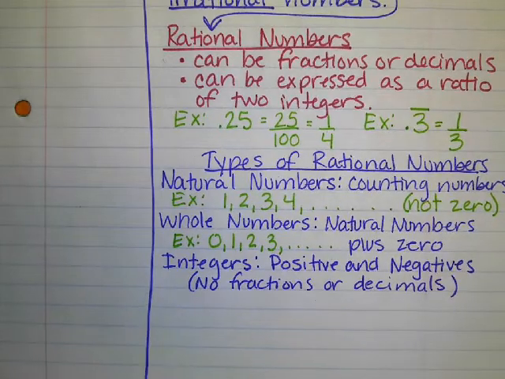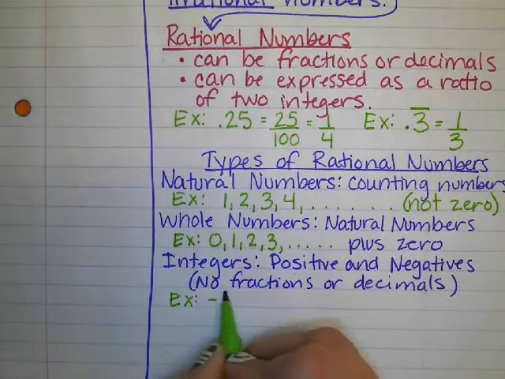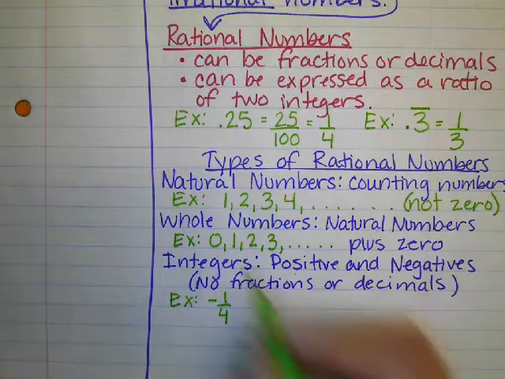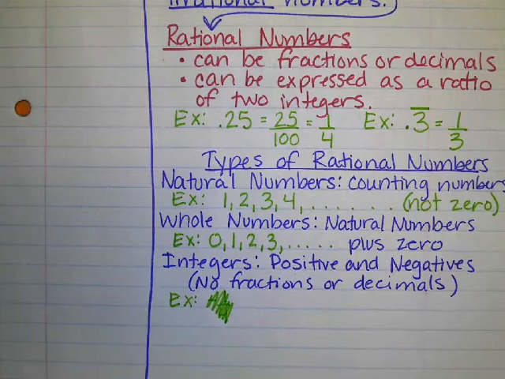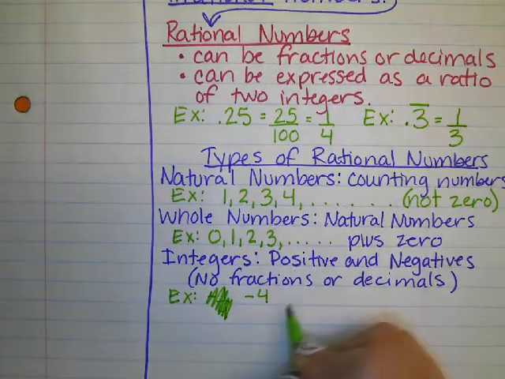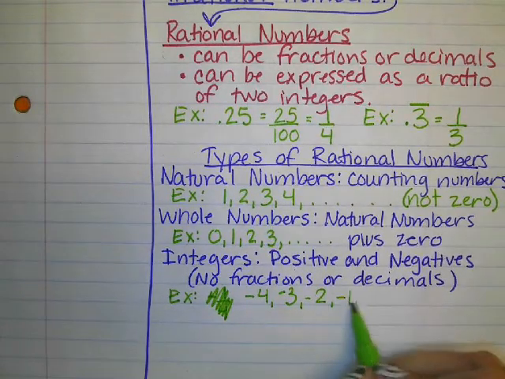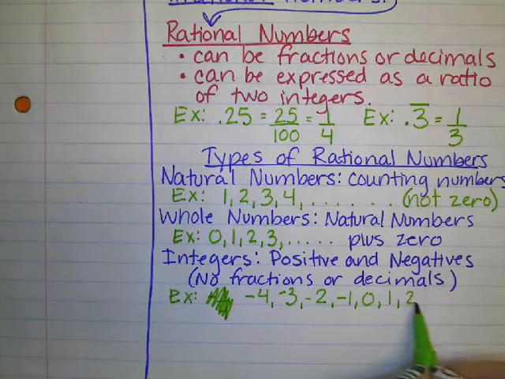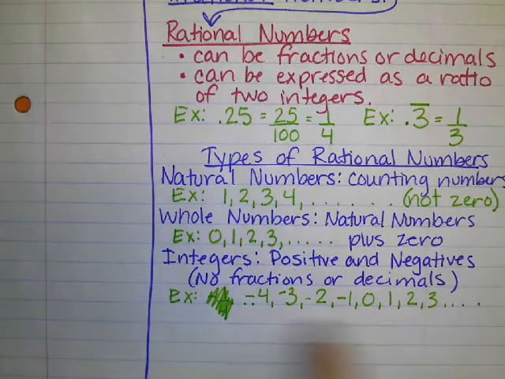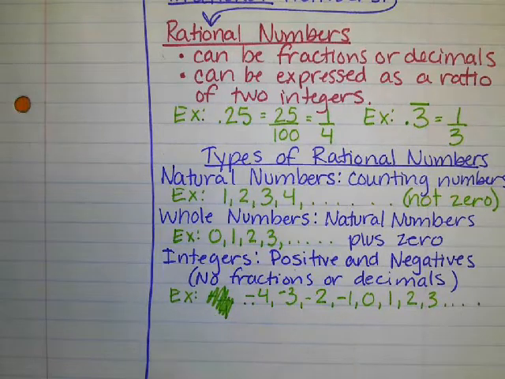So your examples would be, let's see, you could have negative 1/4. Oh wait, that's not right, because I just said it can't be a fraction. I was looking ahead. Okay, so it could be negative 4. Let's try that. Negative 3, negative 2. So we could just go down the number line. Negative 1, 0, 1, 2, 3, and it would go on from there. So our line is almost like a number line. It continues in the positive direction. It continues in the negative direction.